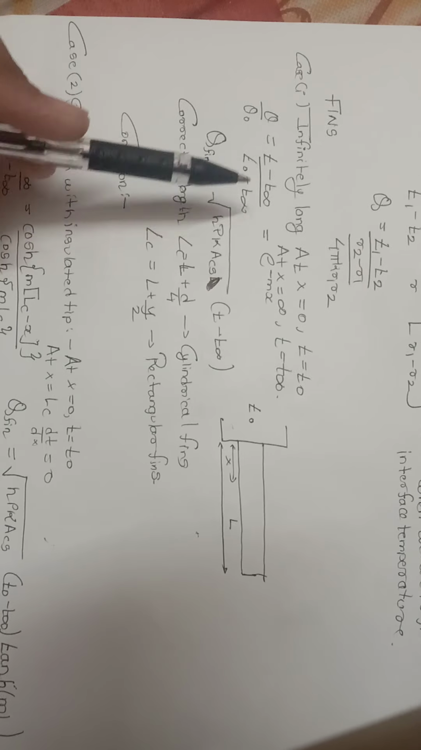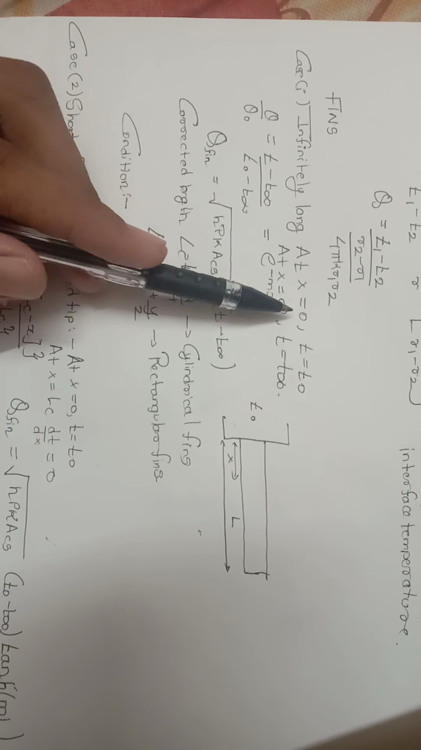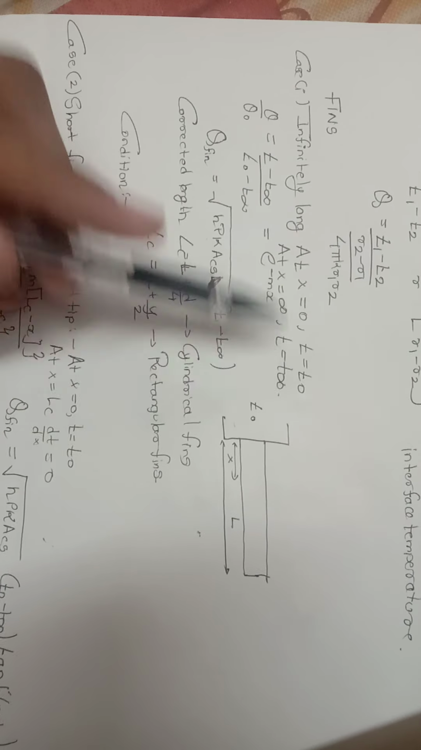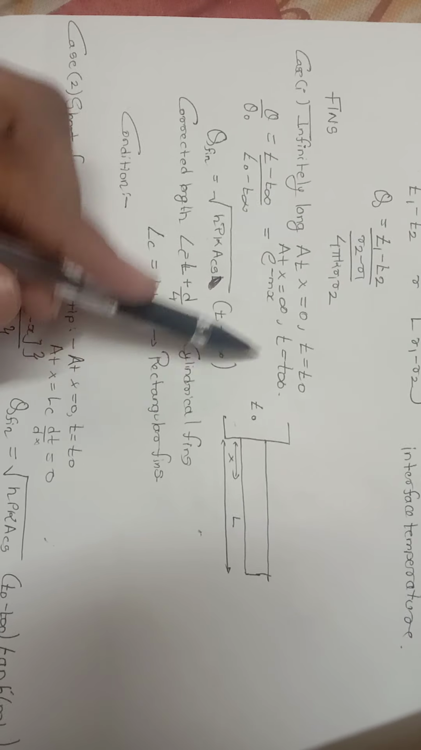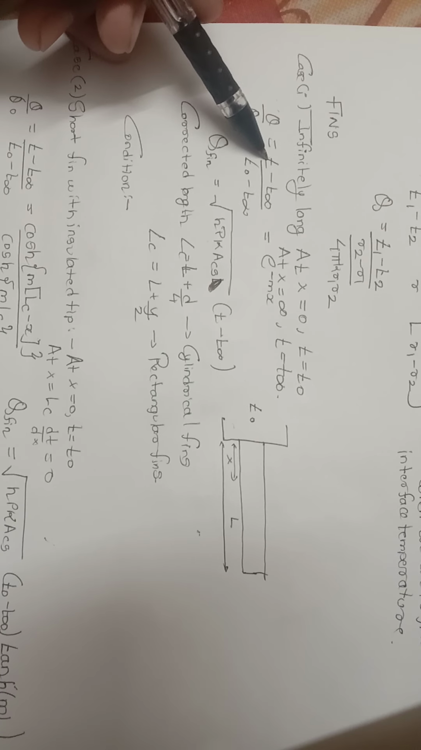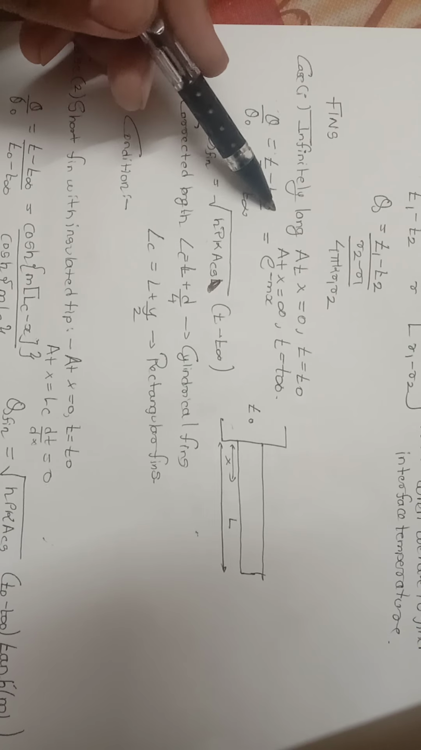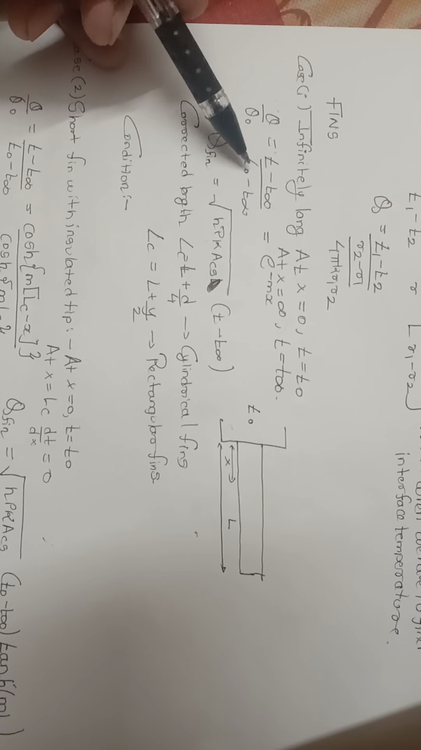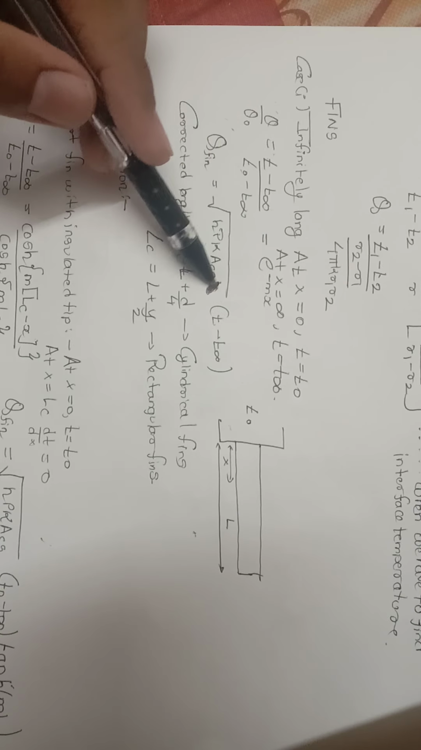So this is the first condition, when fins are infinitely long. The condition at x equal to 0 is T equal to T naught. At x equal to infinity, T equal to T infinity. So what is the heat transferred? (T minus T ambient) upon (T naught minus T ambient), that is theta by theta naught, equal to e raised to minus mx.